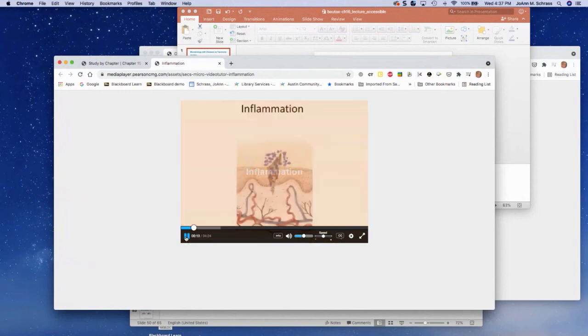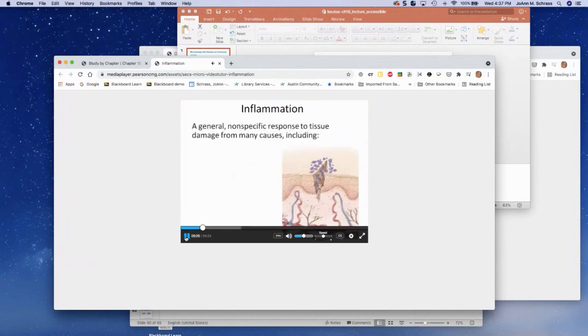When tissue is damaged, for example, as shown here by an infected cut, one of your defensive responses is inflammation. This video examines some aspects of this defense. Inflammation is a general, non-specific response to tissue damage. Damage could result from many causes: cuts, heat, abrasions, sunburn, disease, or pathogens. There are two major types of inflammation: chronic inflammation and acute inflammation.